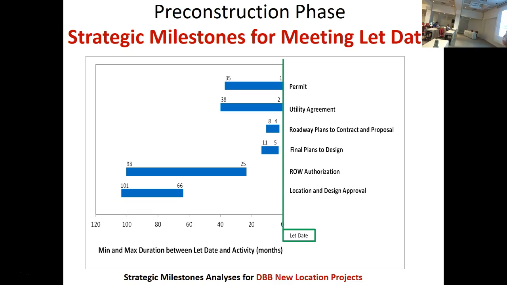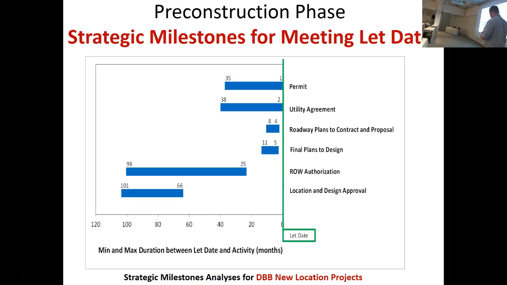So, for example, location and design approval on all the projects we looked at happened anywhere from 101 to 66 months before the let date. The right-of-way authorization occurred anywhere from 98 months to 25 months before the let date.